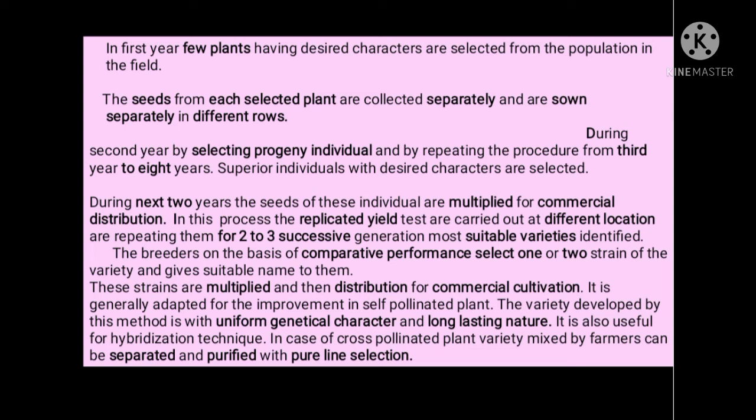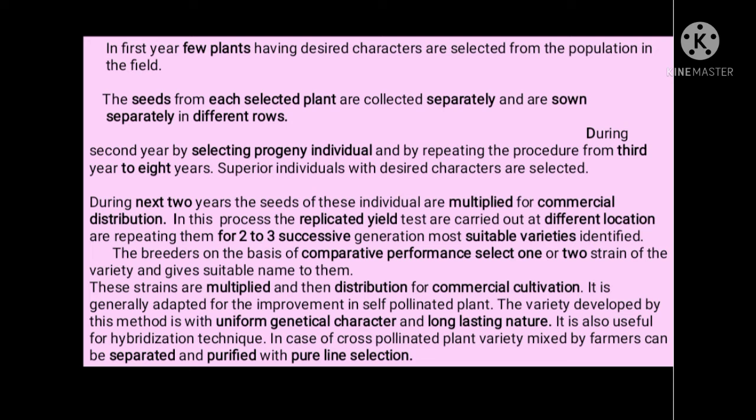During the second year, by selecting progeny individuals and repeating the procedure from the third year to the 8th year, superior individuals with desirable characters are selected. During the next 2 years, the seeds of these individuals are multiplied for commercial distribution. In this process, replicated yield tests are carried out at different locations, repeated for 2 to 3 successive generations. The most suitable varieties are identified.